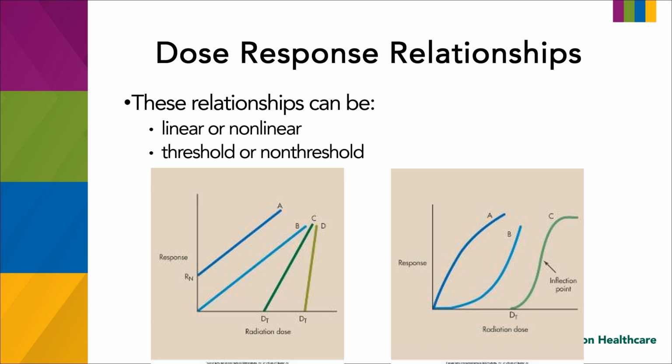also the green or the yellowish colors, those are both threshold. They have DT, and that stands for threshold dose. And that's where you have to have a certain dose before you see a response. An example of that would be erythema, where it takes 2 gray of radiation to the skin to cause erythema.